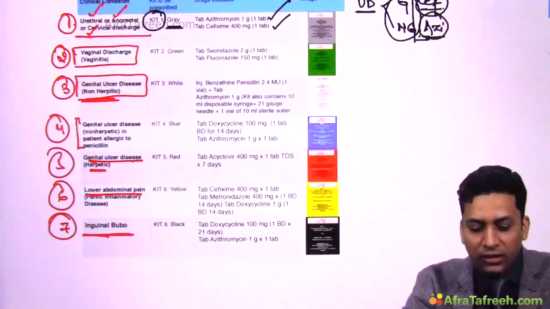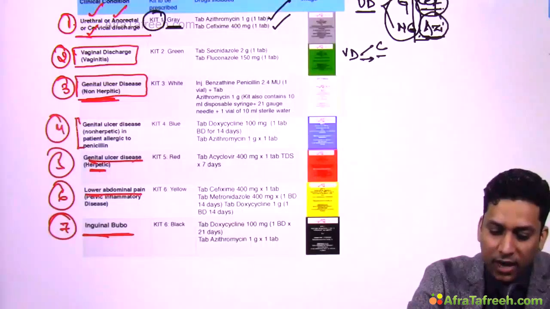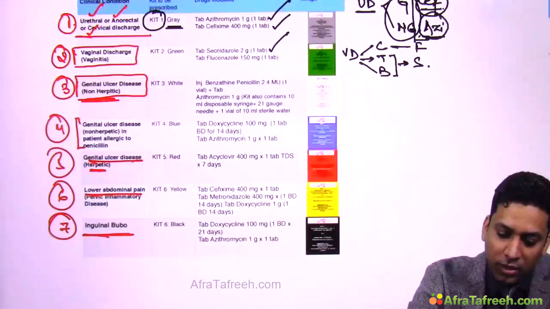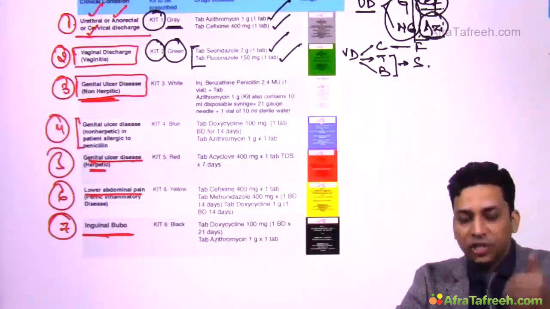Now come to vaginal discharge. This also we have already discussed. Vaginal discharge can be due to candidiasis, trichomoniasis, bacterial vaginosis. For candidiasis we give fluconazole. For these two, both respond to secnidazole. So secnidazole 2 gram, fluconazole 150 mg. Both these drugs are present in kit 2, which is green in color. So the green kit is used for the second syndrome, which is vaginal discharge syndrome.